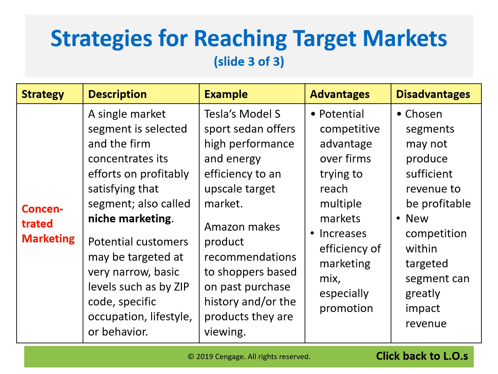An example would be Tesla's Model S sports sedan, which offers high performance and energy efficiency to an upscale target market. Another example would be Amazon, which makes product recommendations to shoppers based on past purchase history and or the products they are viewing. Another example, makers of uniforms for a particular school only make uniforms for that school and not other schools.